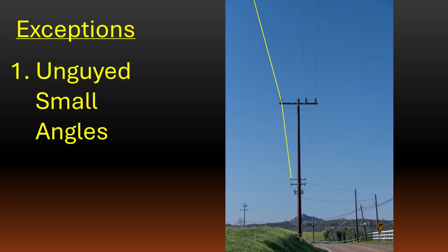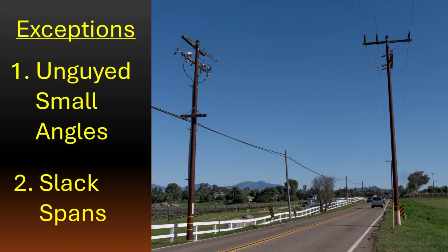The second exception is what's called a slack span. A slack span is a very short, low-tension span of conductor that's usually installed slack because there's no physical room for a guy and anchor to be installed. In this case, the property owner where the anchor would need to be installed probably didn't want to grant an easement to the utility. Slack spans are generally allowed in certain situations, but they should be treated with caution.